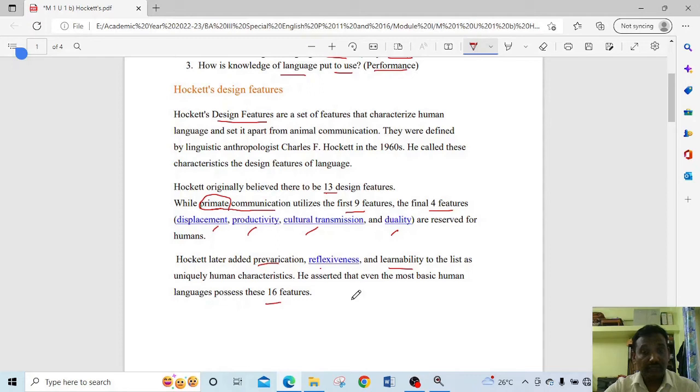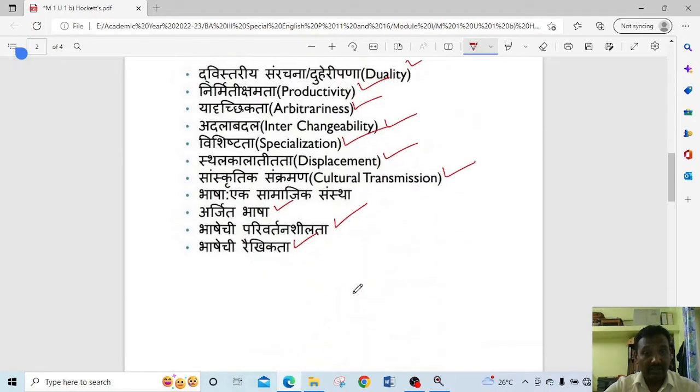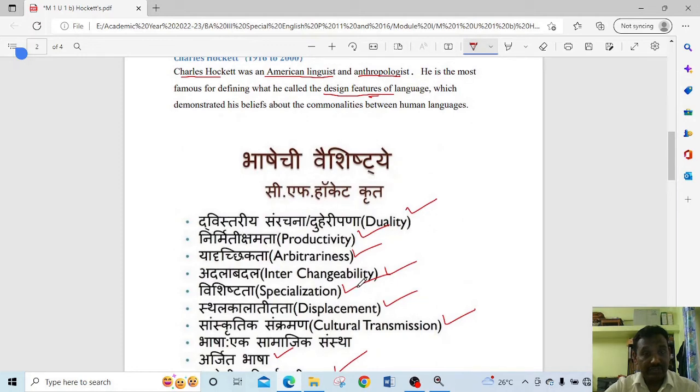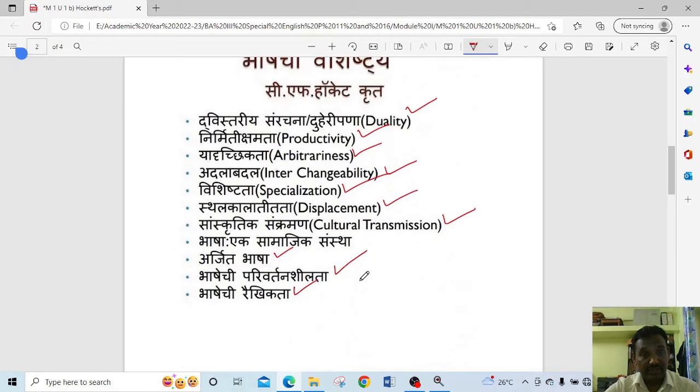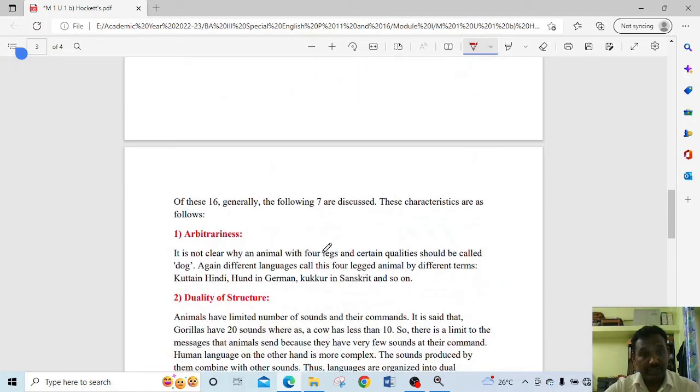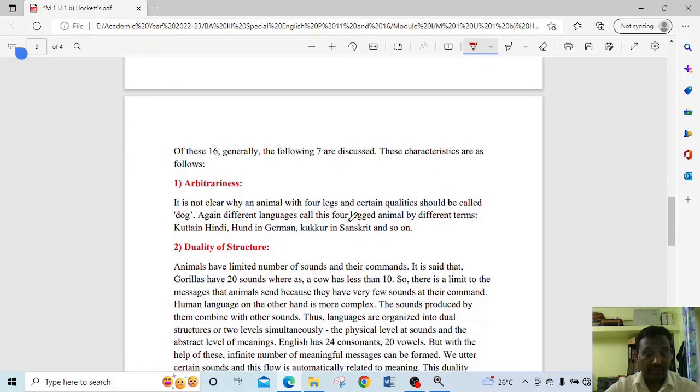So these are some of the language features, 16 language features, out of which we have to study 7 features, characteristics. And they are, the first is arbitrariness.